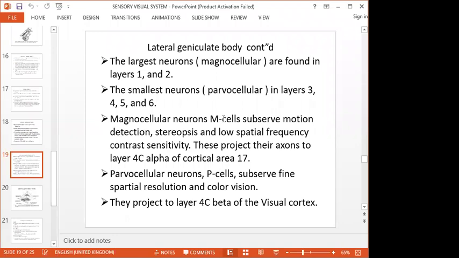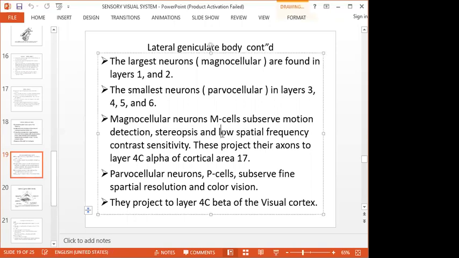Magnocellular neurons, M cells, subserve motion detection, stereopsis, and low spatial frequency contrast sensitivity. These project their axons to layer 4C alpha of cortical area 17. Parvocellular neurons, P cells, subserve fine spatial resolution and color vision. They project to layer 4C beta of the visual cortex. This is a bit complicated, but it's to appreciate where each sensation comes from. Okay?